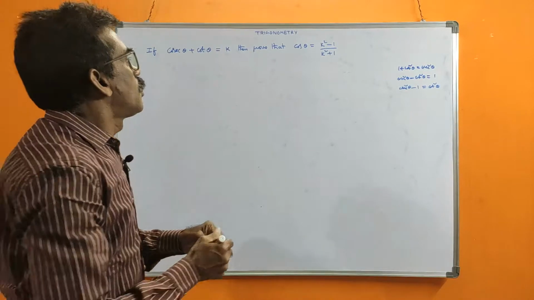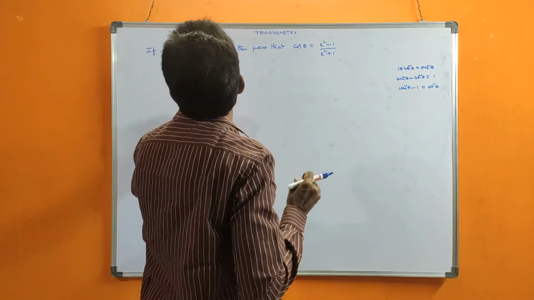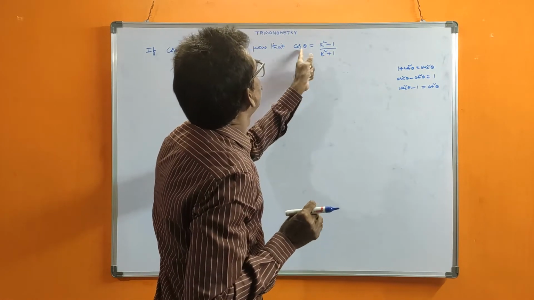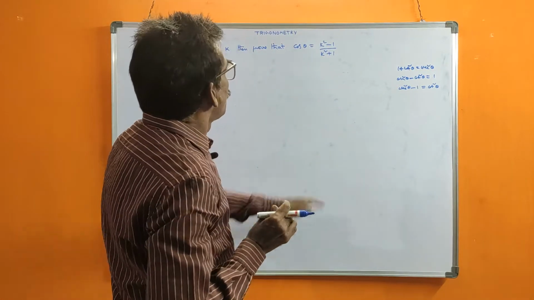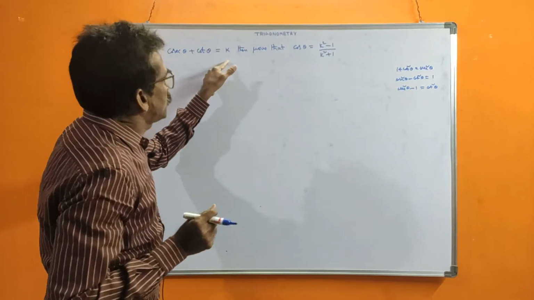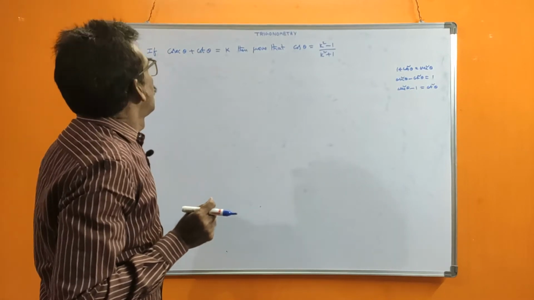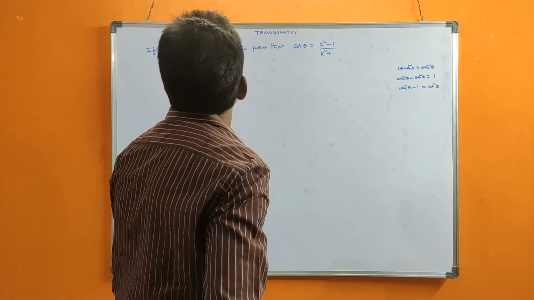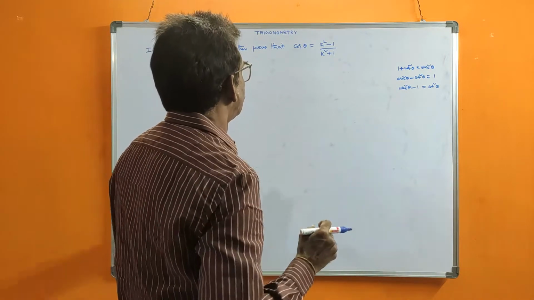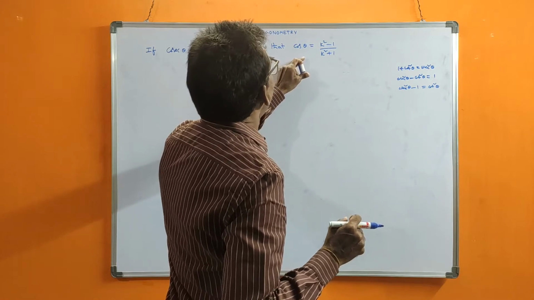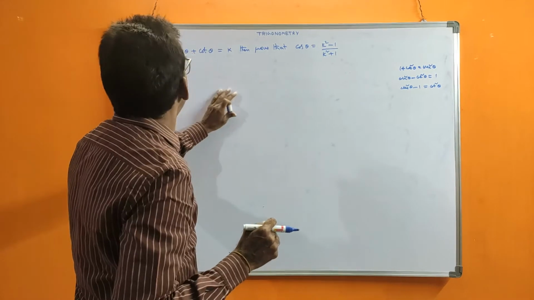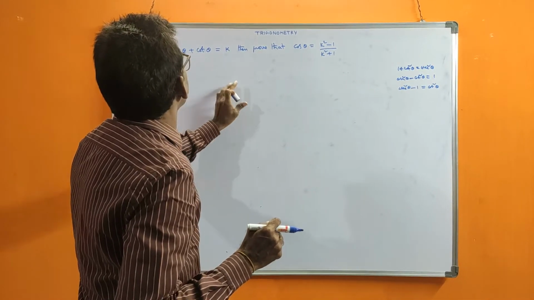The difference between the first method and the second method is that in the first we take this relation and use it in this, proving RHS is equal to LHS. The second method is we take this relation, substitute it in this, and show LHS is equal to RHS. Like this the difference is there. Now cos theta is equal to k square minus 1 by k square plus 1. He gave cosecant theta plus cot theta is equal to k.